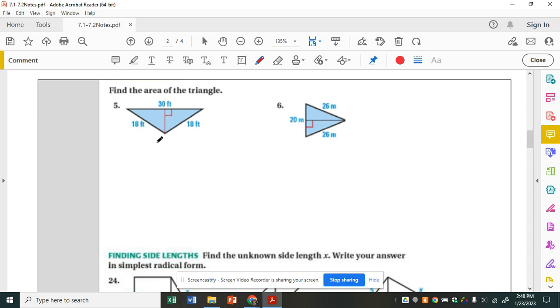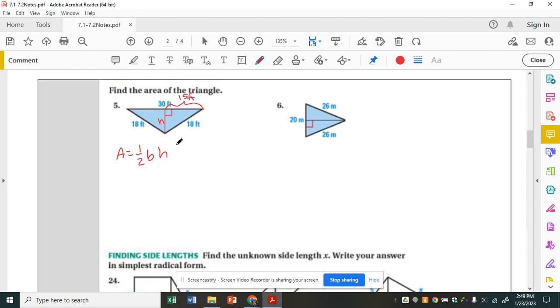Okay, so on number 5, if we were to set it up, we're looking for the h again to help us figure out what the area of the triangle would be. So we don't have the h, we're applying our Pythagorean theorem. Something you have to keep in mind is that when you're applying your Pythagorean theorem, you're only looking at this side length here, right? That's not 30 feet, that's half of it.